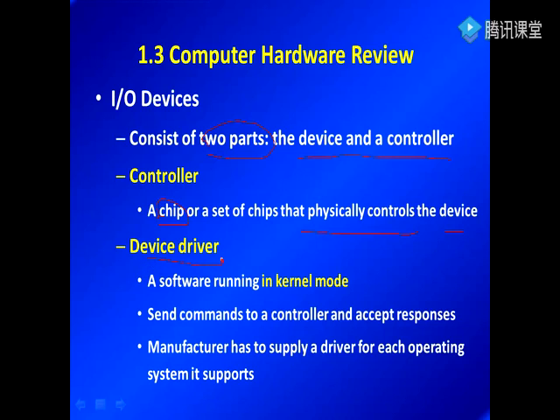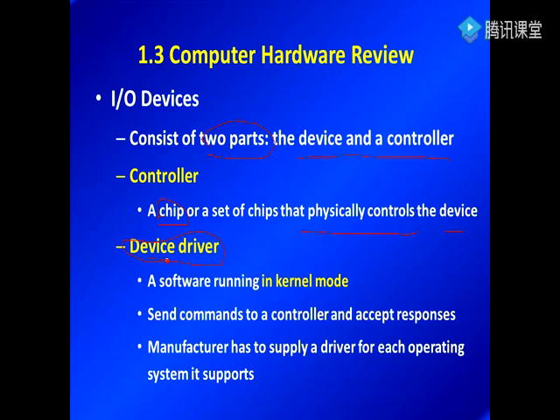Device driver, you have to understand this concept too. Driver is a kind of software, and it just needs to execute some key operations on input or output devices. So this driver must run in kernel mode.